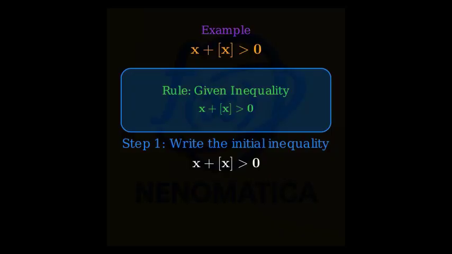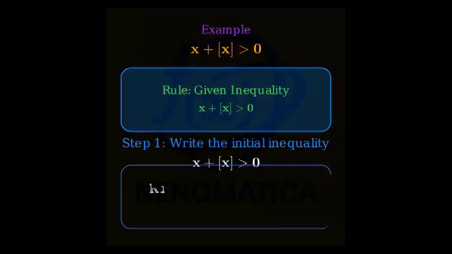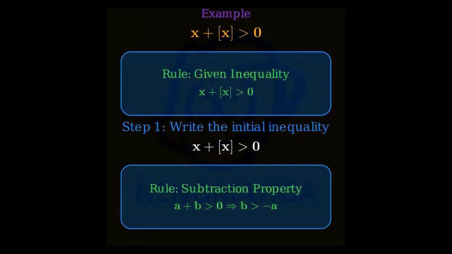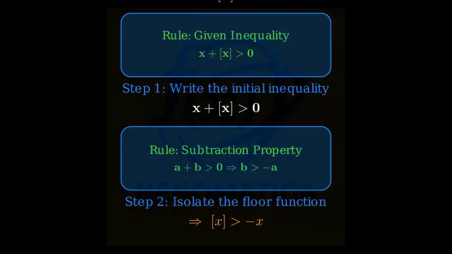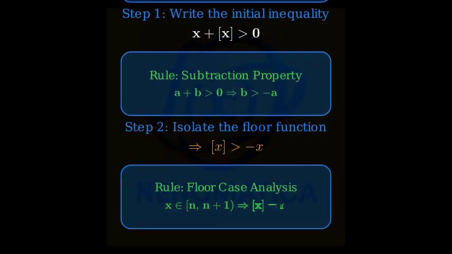Step 2. Isolate the floor term by subtracting x from both sides. We show the subtraction property rule box, then the step title, and the transformed inequality, floor of x greater than negative x. We highlight negative x in orange. Step 3. Determine the condition on x. We use the floor function case rule. If x is in the interval from n to n plus 1, the floor is n.